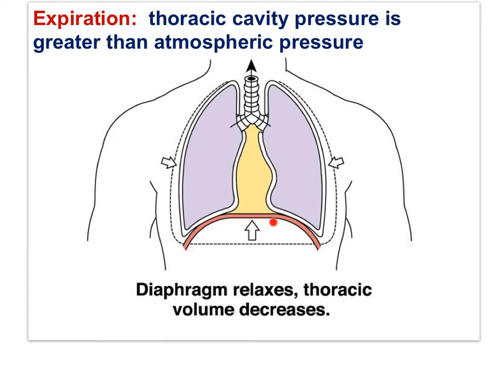Notice the diaphragm in its relaxed state. It's longer, more concave. The internal intercostal muscles contract, forcing the ribs to pull down. The volume of the thoracic cavity decreases. The pressure within the cavity increases, and air flows out.